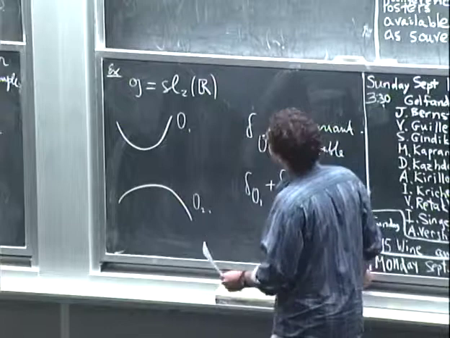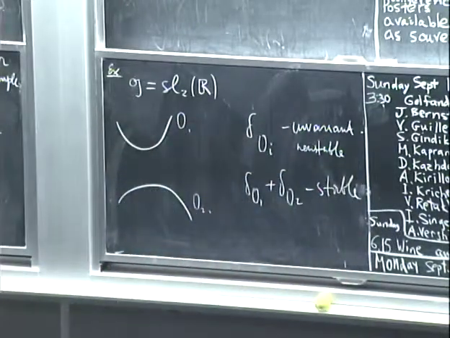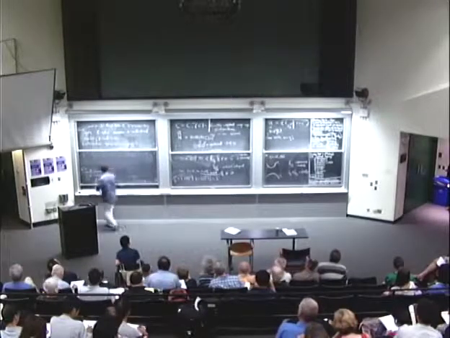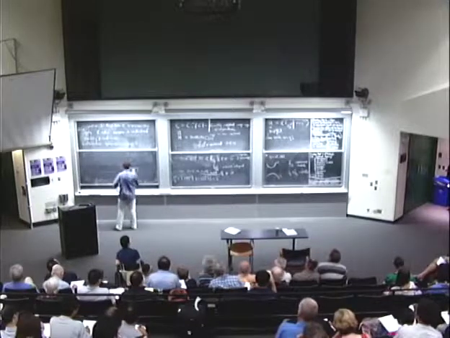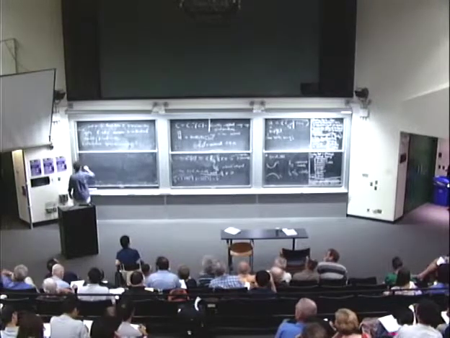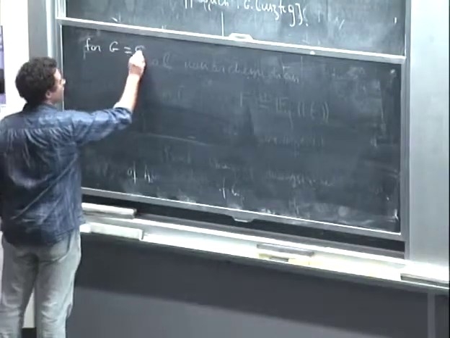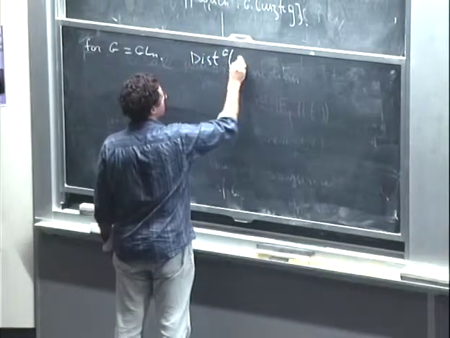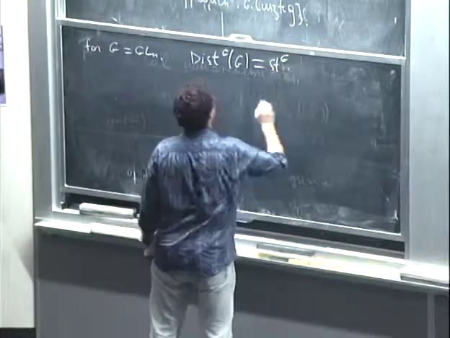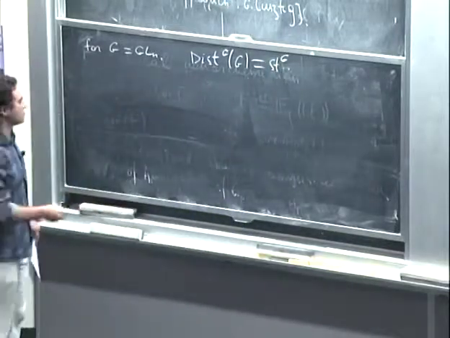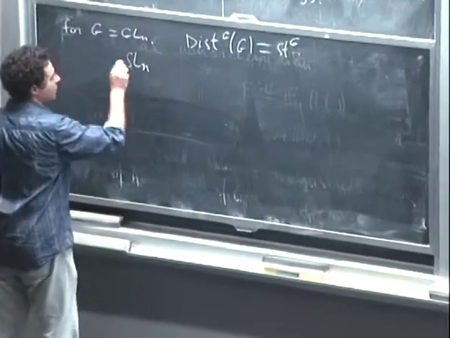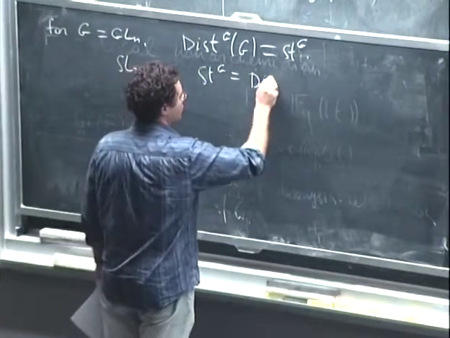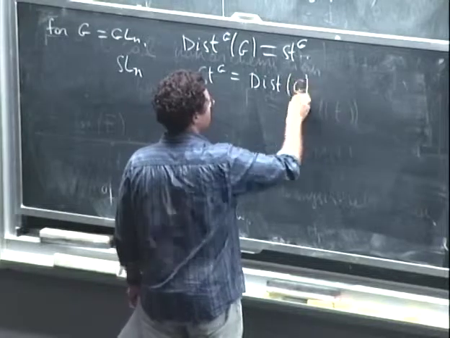And just another basic remark is that for G equal to GLN, this is not very interesting because it's an exercise. Everybody can show that an invariant distribution is equal to a stable distribution. For G equal to SLN, they are not equal, but it's easy to say what they are: distributions on G invariant with respect to GLN.